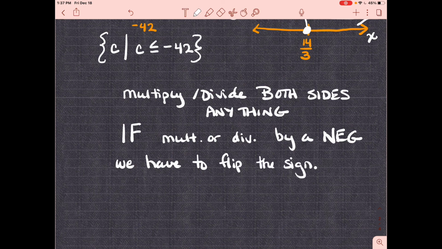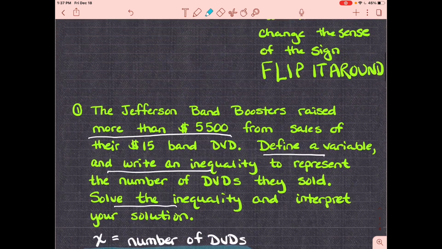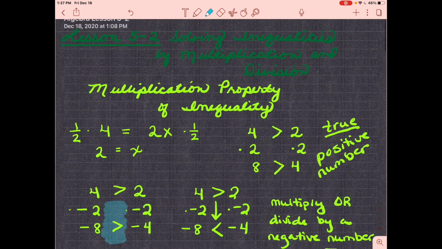Be showing your work so that you don't lose track of any steps. I really want to challenge you to not make this a mental math exercise. I want to see you doing this in a notebook, page by page by page, so that you can take notes. You should have this in your notes today about multiplying and dividing by a negative. It is called the multiplication property of equality. I'm sorry, the multiplication property of inequality. We already learned the multiplication property of equality.